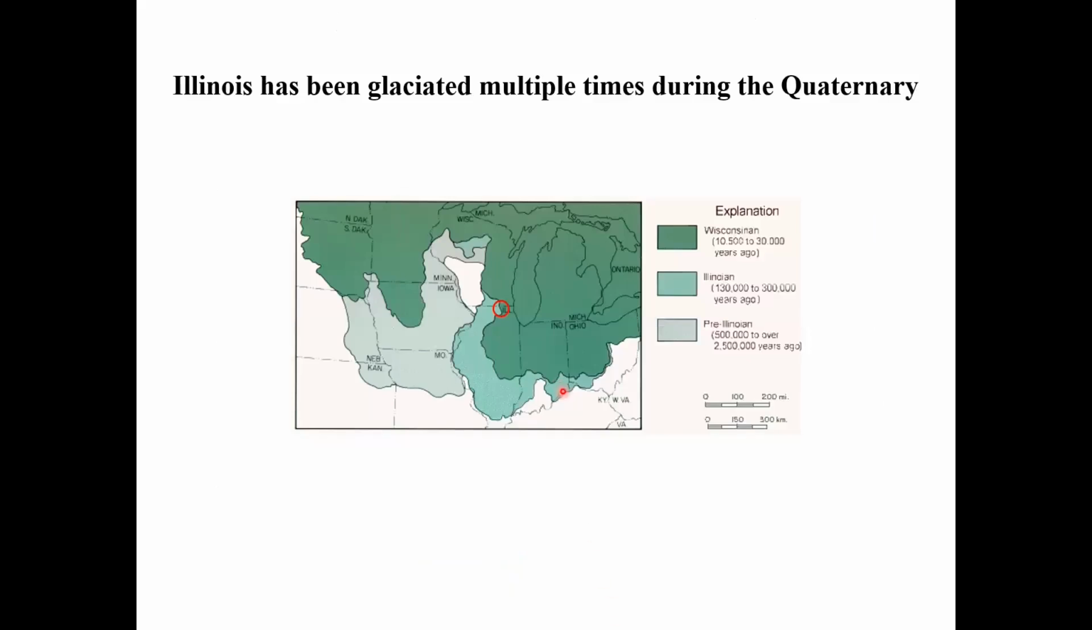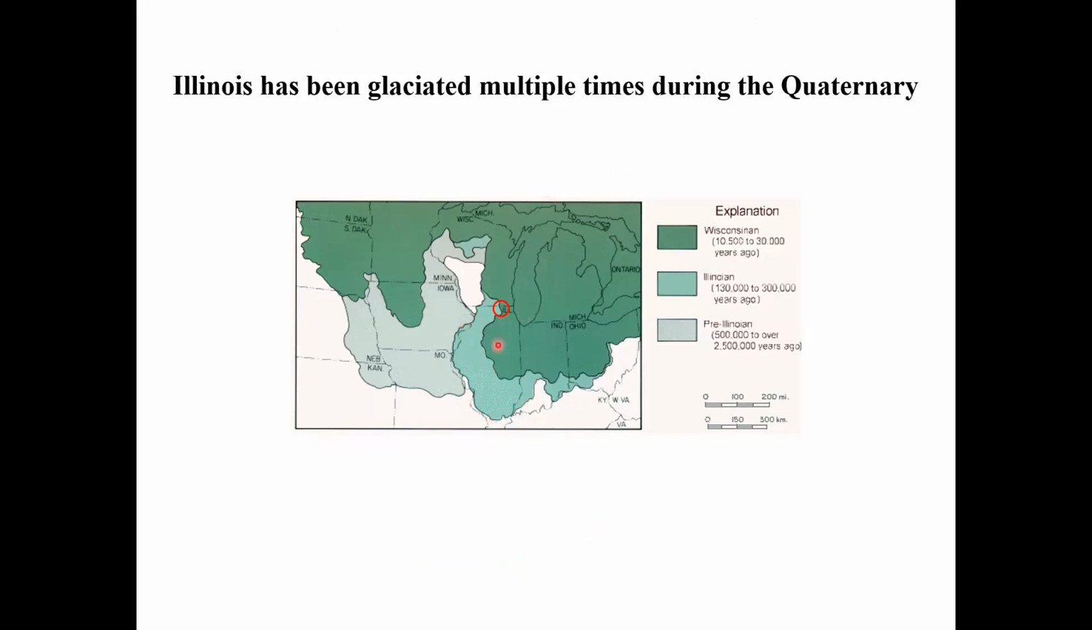Illinois has been glaciated multiple times during the last 2.5 million years, or what we call the Quaternary. So the Kish watershed, most recently, the eastern half and the southern half of it were covered by what's known as the Wisconsin episode glaciation. That ice was here about 20 to 15,000 years ago. Prior to that, ice covered almost all of Illinois during what we call the Illinois episode, and that was about 130,000 years ago.